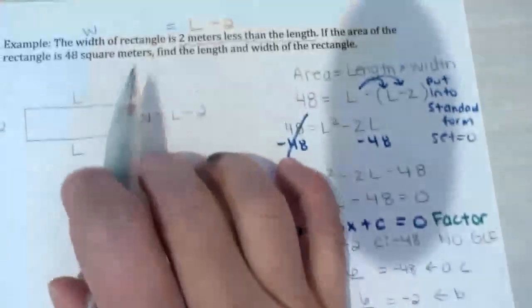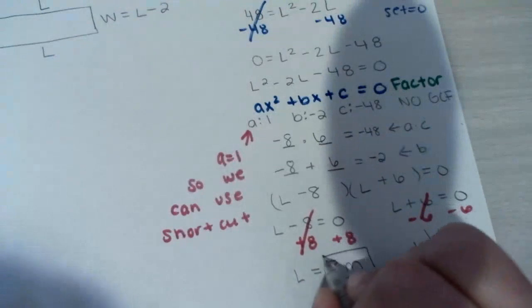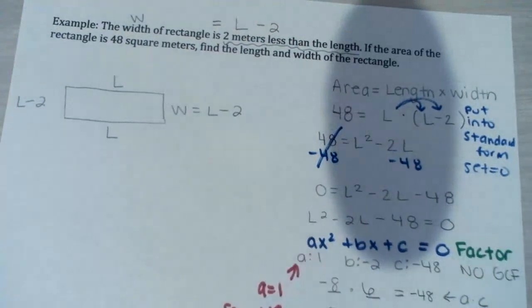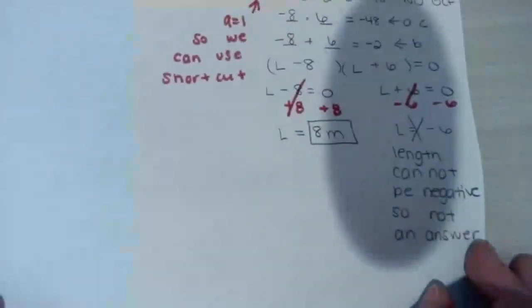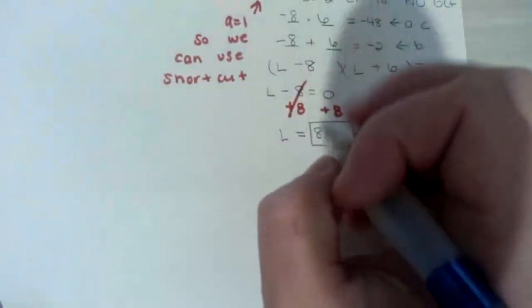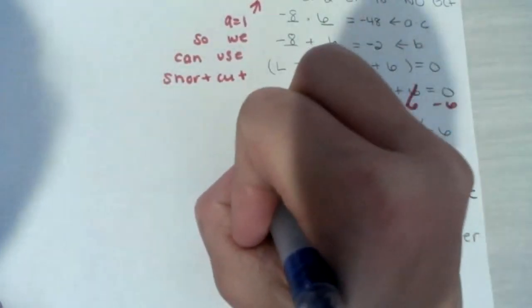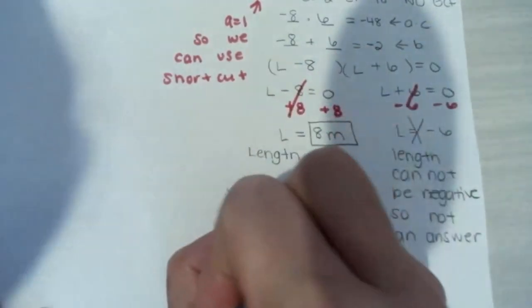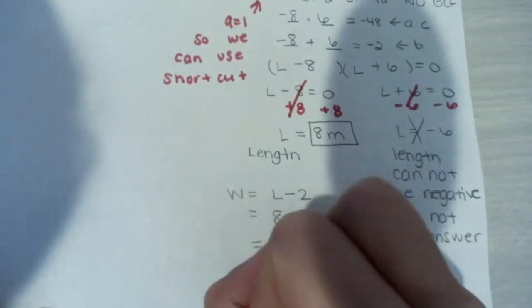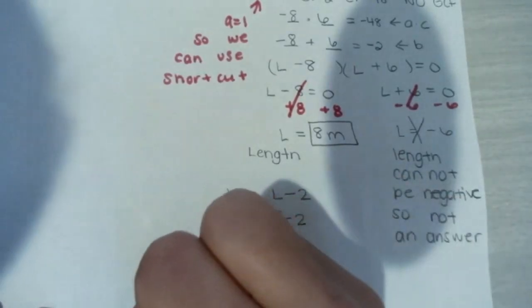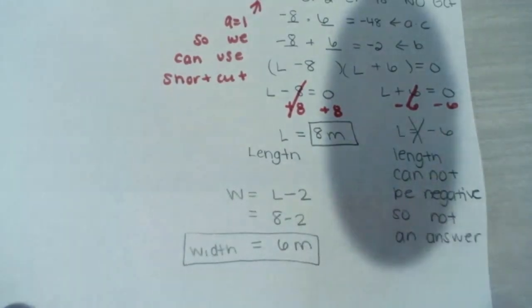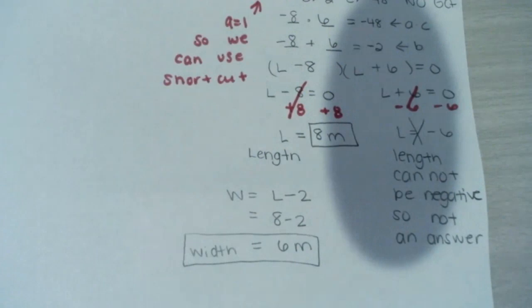Going back to the problem, it says square meters. So we know this length is in meters. So 8 meters. Also going back to the problem, it said find the length and the width. We know the width is L minus 2, the length minus 2. So if we know our length is 8 meters, we know our width is L minus 2. So if our L is 8, 8 minus 2 would give us 6 meters. So our width is 6 meters. So our length is 8 meters and our width is 6 meters.